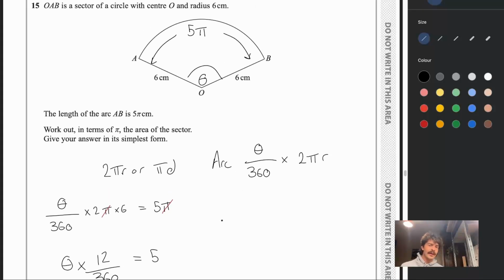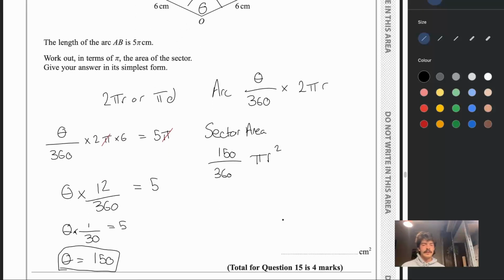Now we're interested in our sector area. And it uses a wonderfully similar bit of logic. We don't want the whole area, we want some angle of that area, we want some fraction of it. And now we wonderfully know what our theta is. We can say that, well, I want 150 degrees out of 360 degrees of the full area of the circle. Pi r squared. Wonderful. So our radius was 6, so we're left with 150 over 360 times by 6 squared pi.